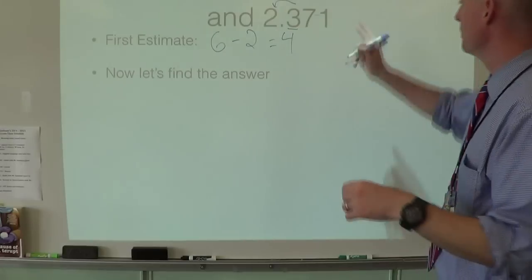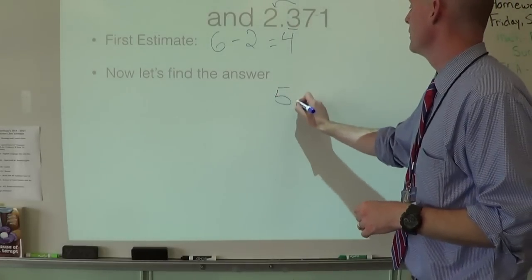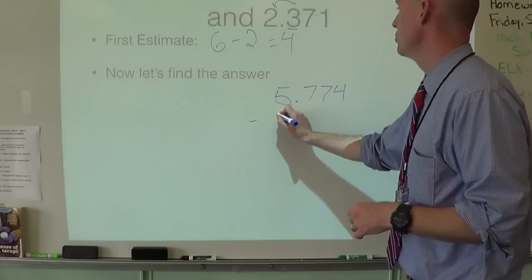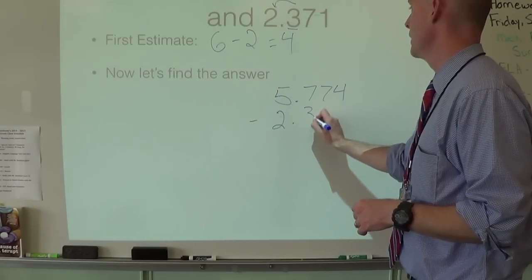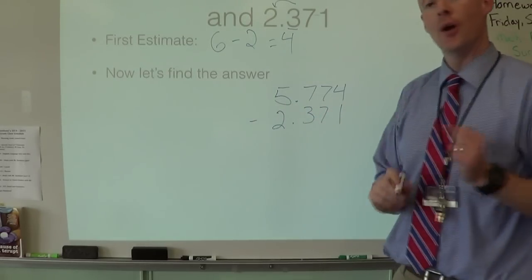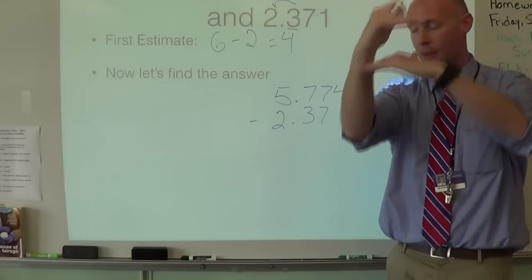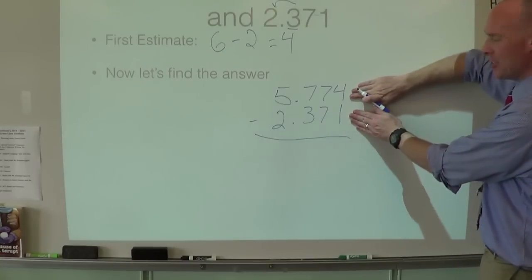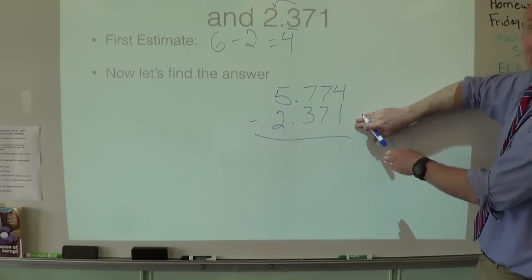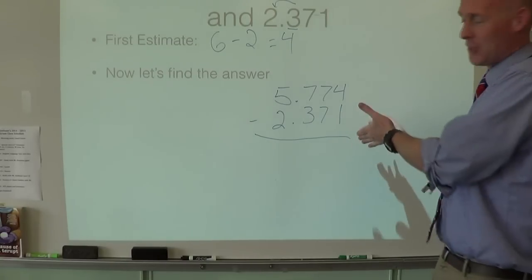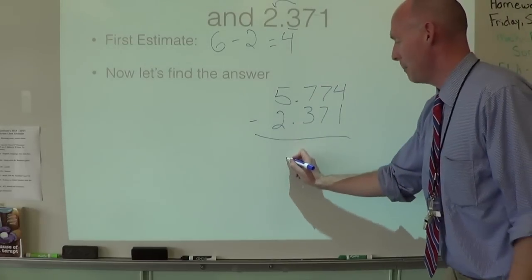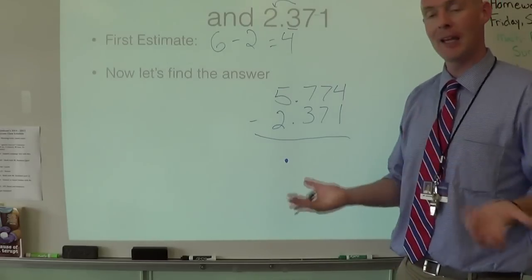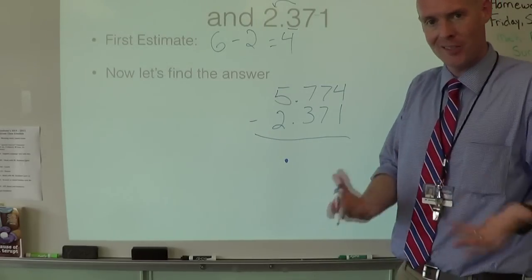Now let's find the answer. So we have 5.774 minus 2.371. Notice how I lined them up, one on top of the other, decimal points in a line. Do I need to add zeros? No, because they're the same length. If they were different lengths, we would, but they're the same. Next step, bring right down the decimal point. The reason I do it now is so I don't forget at the end. If you just do it right away, it's already done.